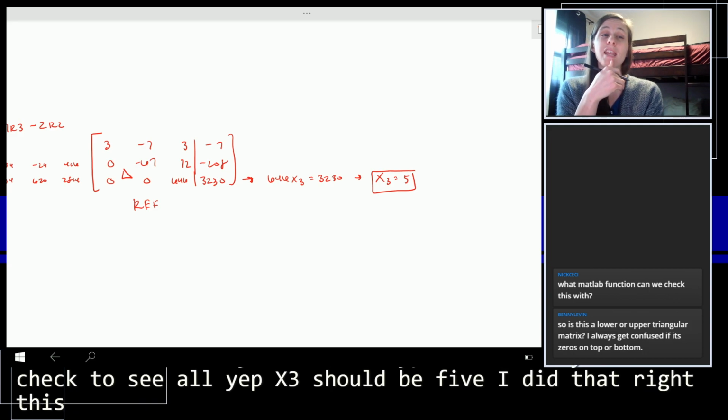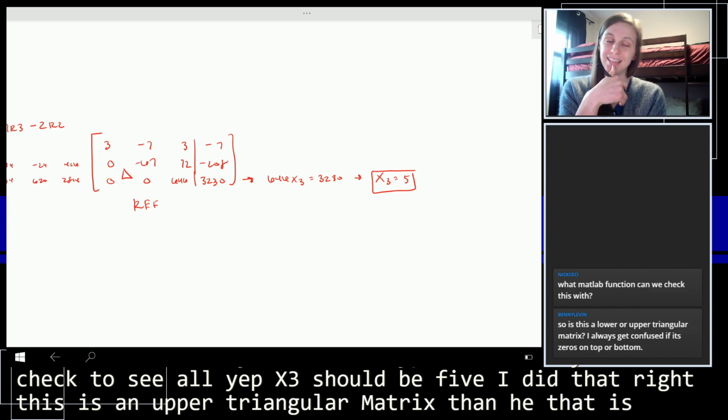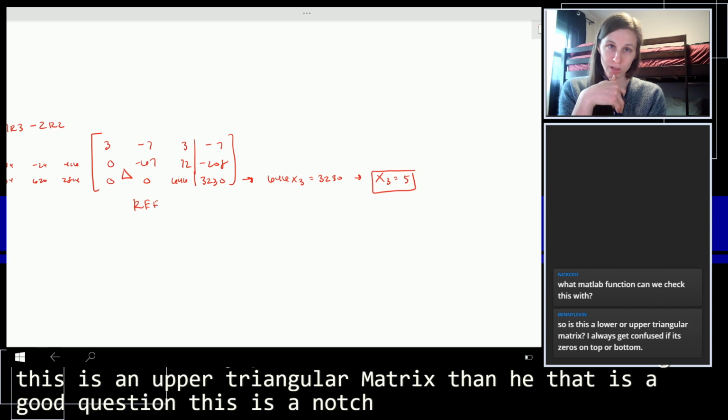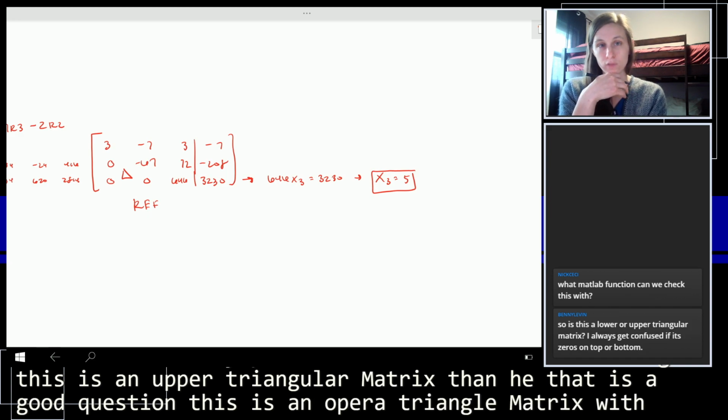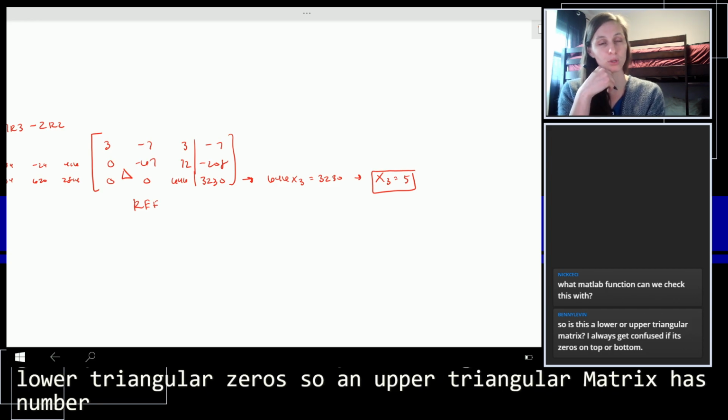This is an upper triangular matrix. Benny, that is a good question. This is an upper triangle matrix with a lower triangle of zeros. So an upper triangle matrix has numbers in the upper triangle.